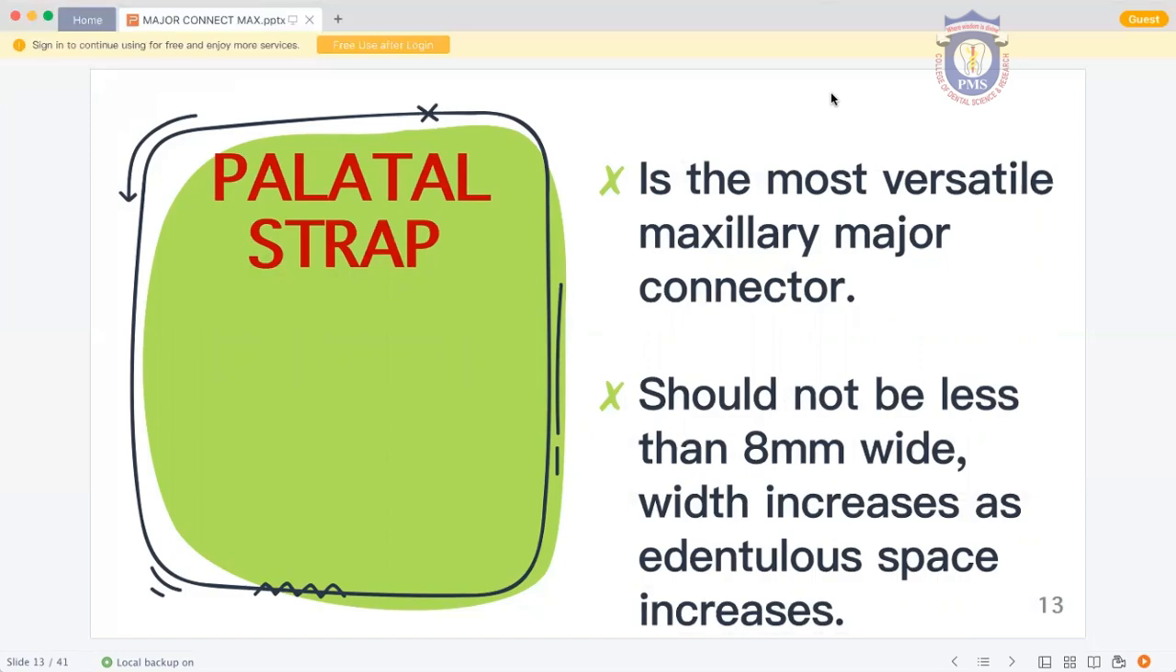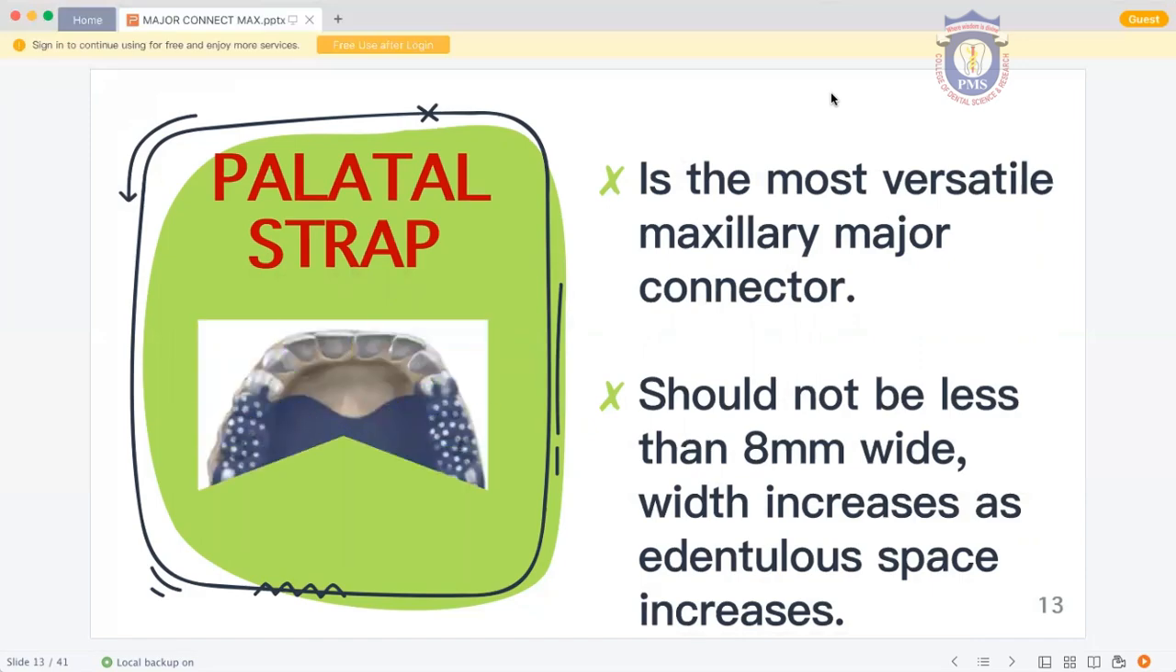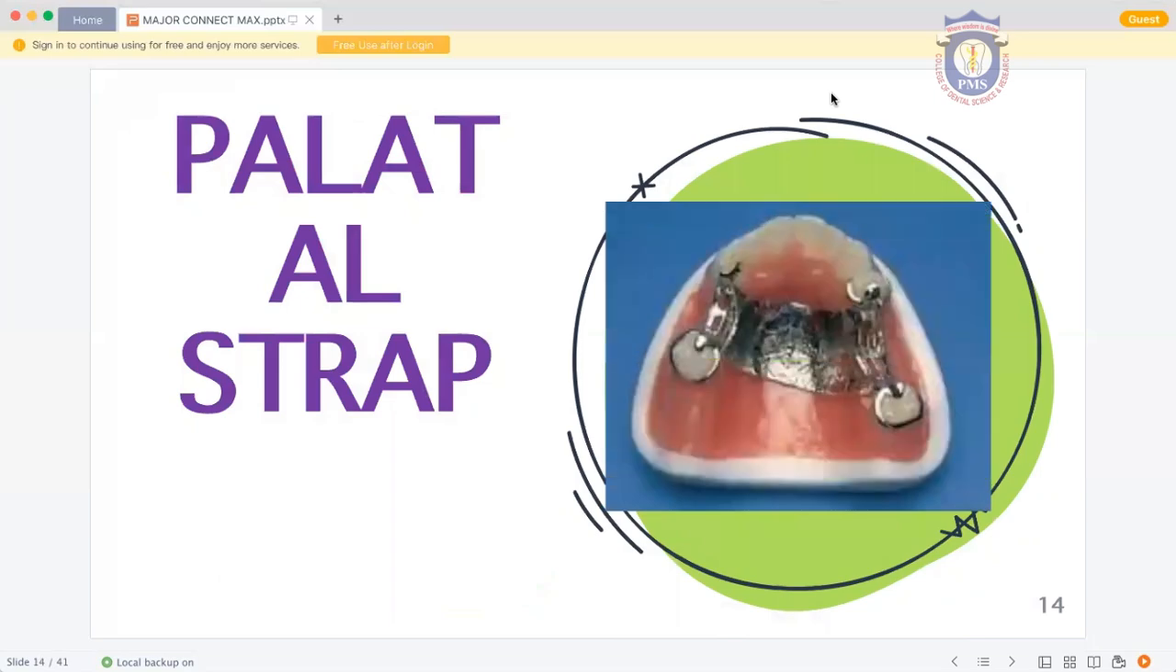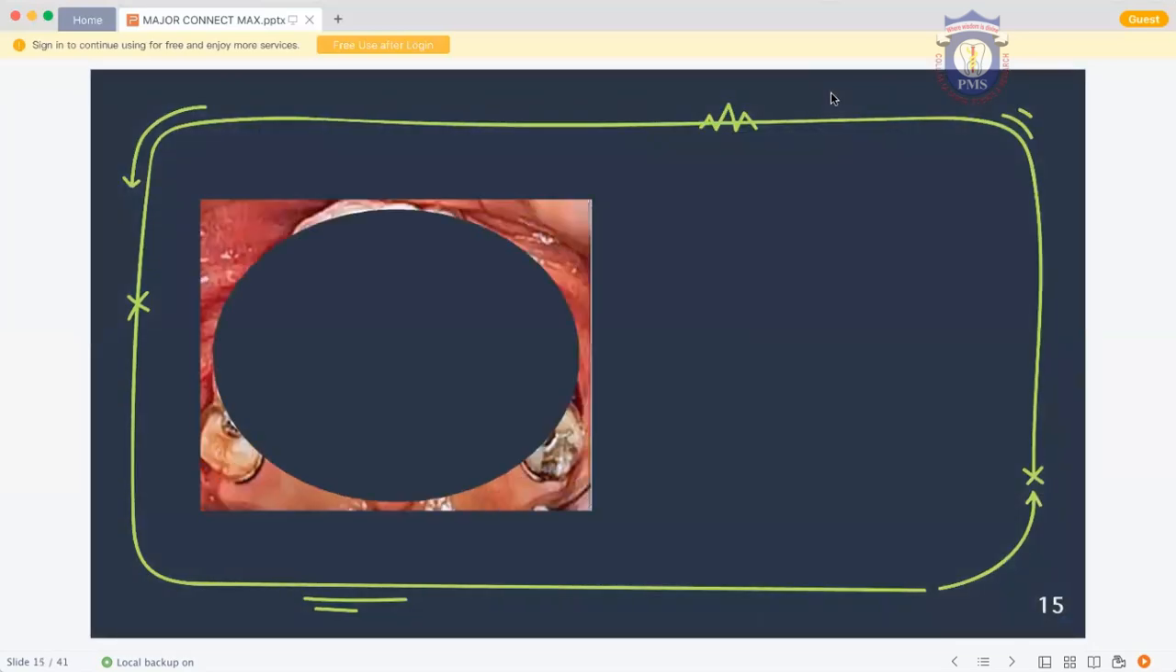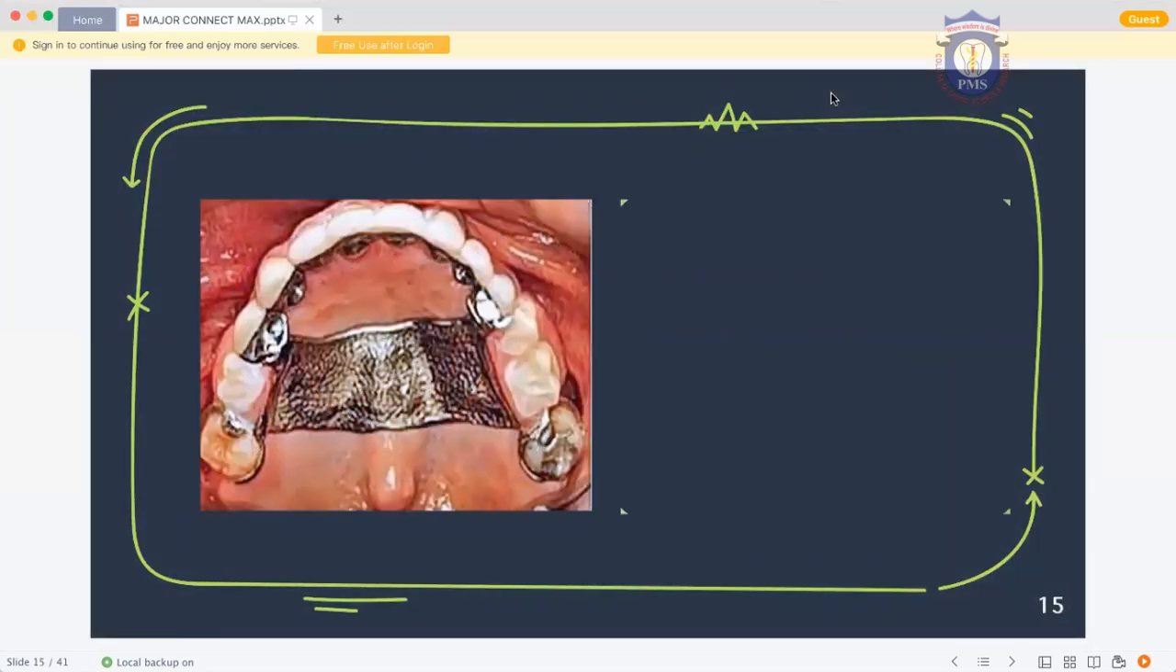It is the most versatile maxillary major connector, and it should not be less than 8 millimeter wide. Width increases as the edentulous space increases. So this is the diagram of the palatal strap type of partial denture.